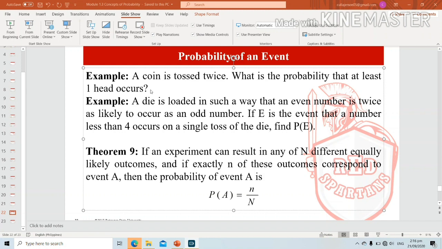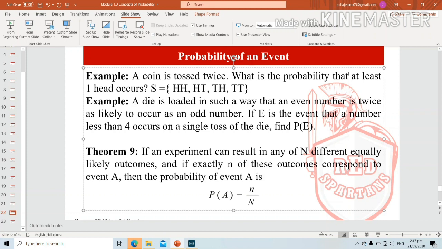So ibig sabihin ng ating sample space S is equal to HH, HT, TH, and TT. So, meron tayong 4 na sample points. Meaning, yung probability ng bawat sample point na yan ay equally distributed o uniform. So, kung meron tayong 4 na sample point, ang probability ng bawat isa ay 1 over 4 or 0.25.